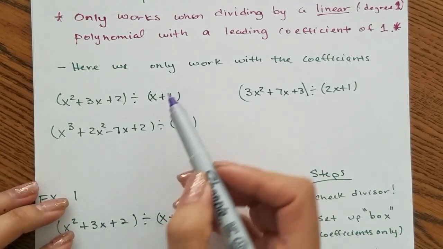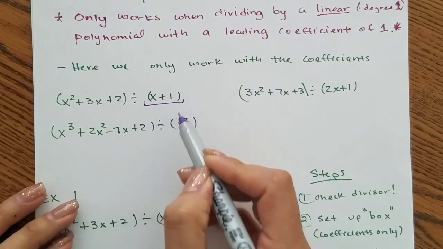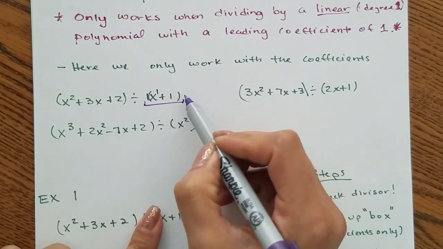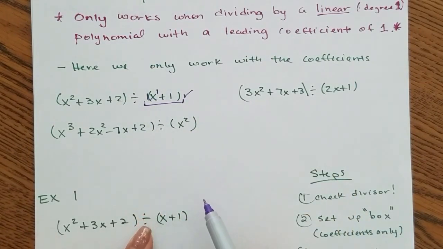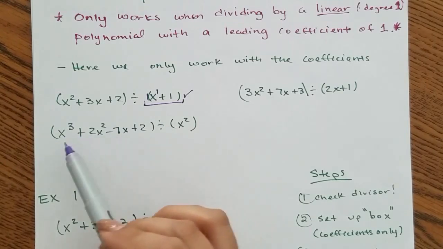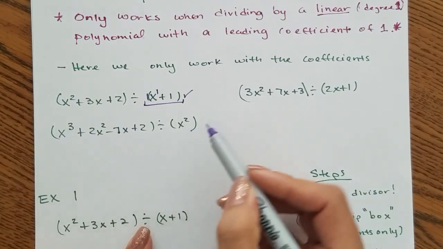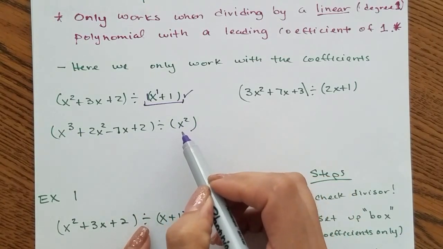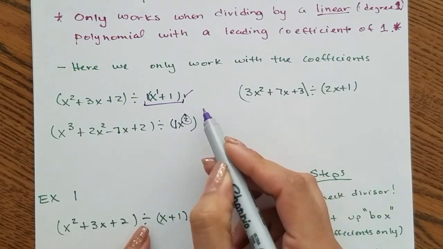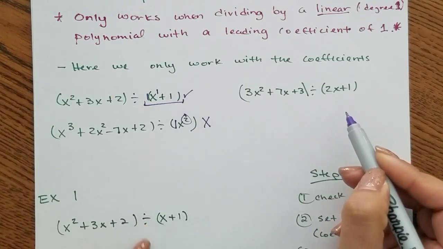Okay, so this is our divisor, this is our denominator. We need to check the power. Power of 1, coefficient of 1, so yes, you can use synthetic division here. How about this one? We don't care about what goes on top. The only thing we care about is what's going to go in your denominator. It has a coefficient of 1, which is cool, but here it's 2, which makes it no bueno. You cannot use this for synthetic division.